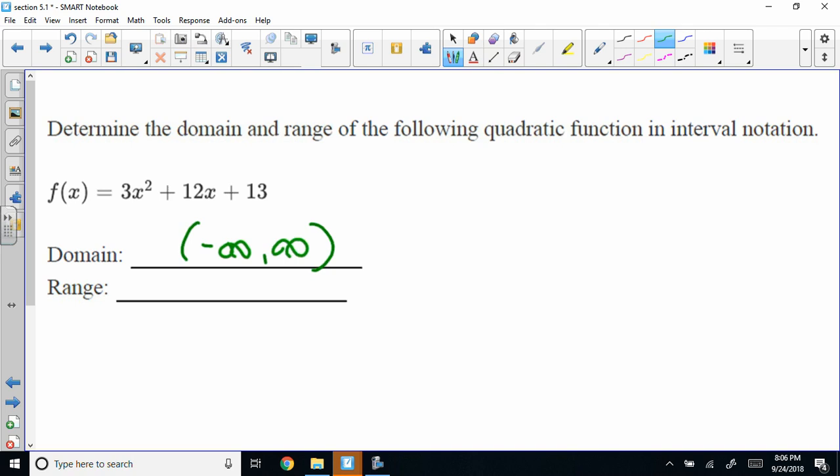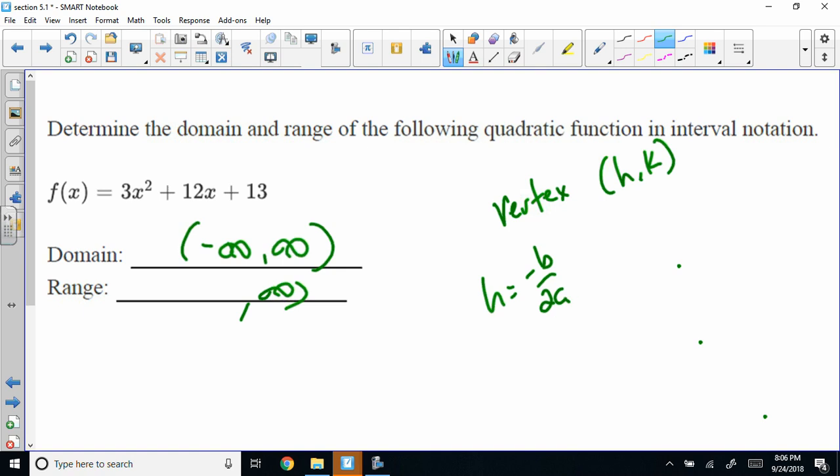It's opening up, right? So I know the highest point. If it's opening up, the highest point is infinity, right? So how am I going to figure out what's the lowest point? What would the lowest point be called? Your vertex, right? Which is an h and a what? So what's your h value? Negative b over what?